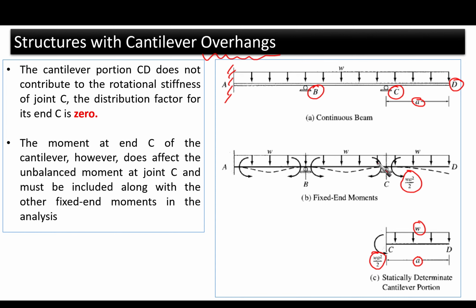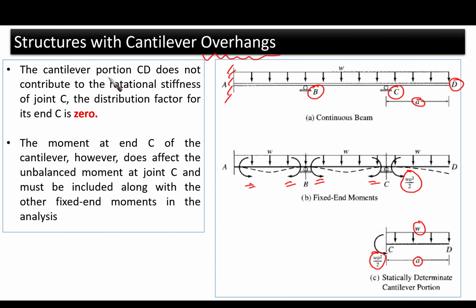Okay, now we understand about this. So this wa squared over 2 is going to be dealt with like the fixed end moments. So we're going to put it in the next step after the moment distribution. Well, does this help us in anything? Yes, it will help us.